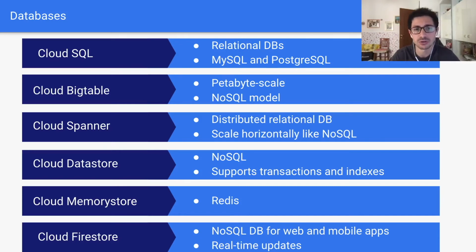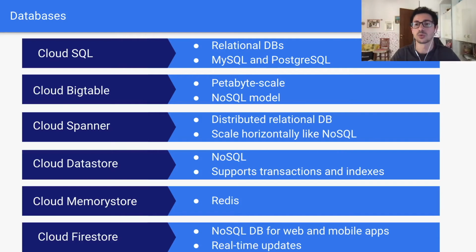Finally, Firestore. This fire prefix should remind you of Firebase, and it indeed is a NoSQL DB for web and mobile applications that basically allows you to have real-time updates on the mobile device, for instance, even when you are having changes in the backend. So it is more for those kinds of devices, according to what you need to support, of course.